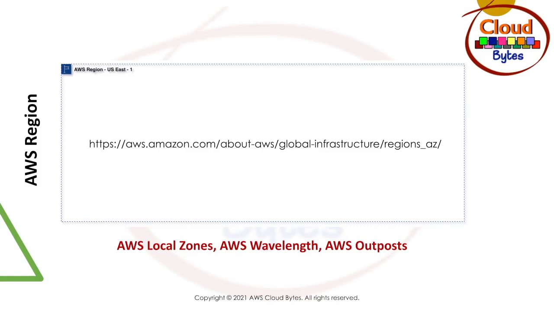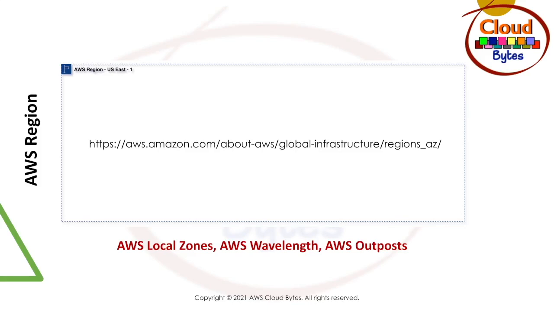The next one is Wavelength. AWS Wavelength enables developers to build applications that deliver single-digit milliseconds latency to mobile devices and end users. AWS developers can deploy their applications to Wavelength Zones, AWS infrastructure deployments that embed AWS compute and storage services within the telecommunication providers' data centers at the edge of the 5G networks, and seamlessly access the breadth of AWS services in that region.